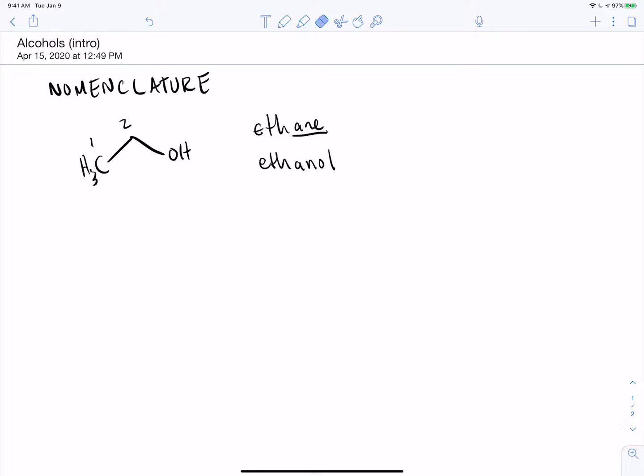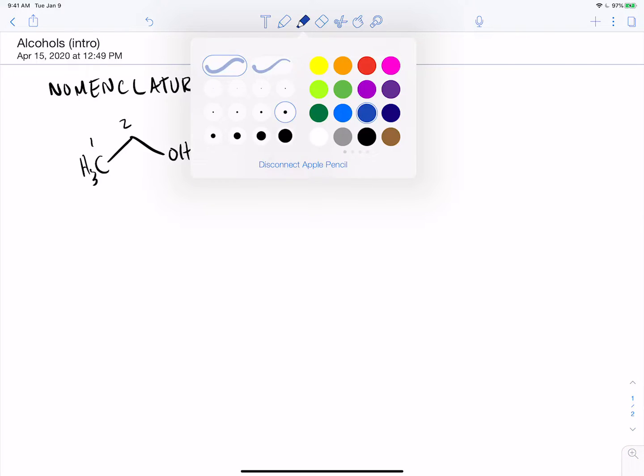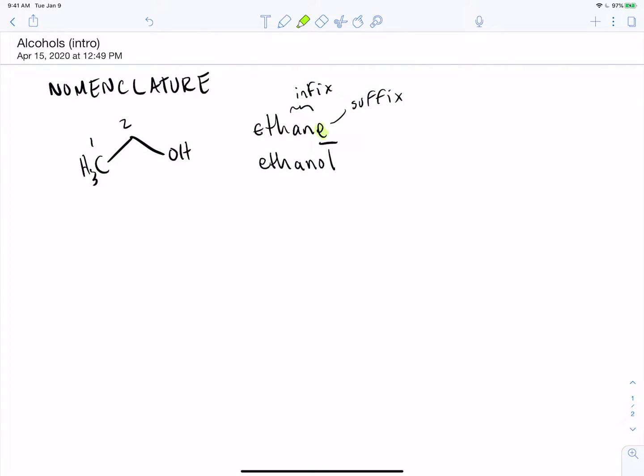So I guess really, what you do is you drop the E at the end, and then you add OL. So I guess you would call this like the infix, and maybe the E you would call the suffix. I don't really know, but you get the idea. The part that changes is this to this.